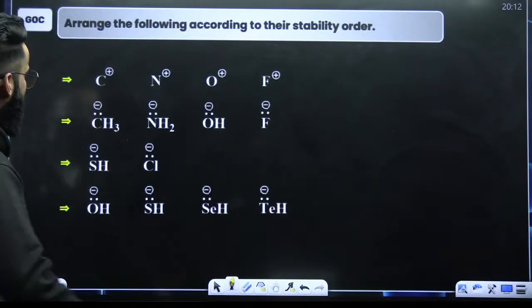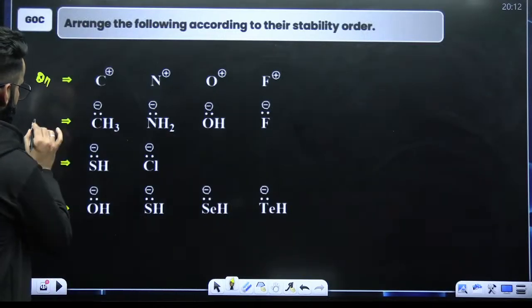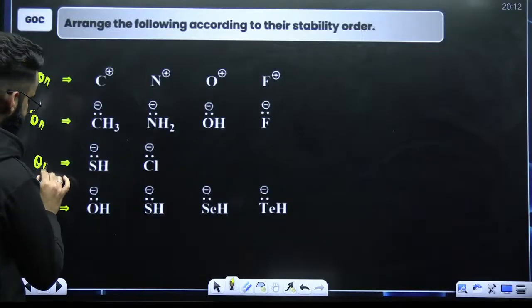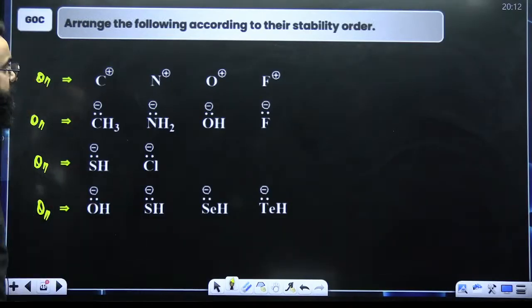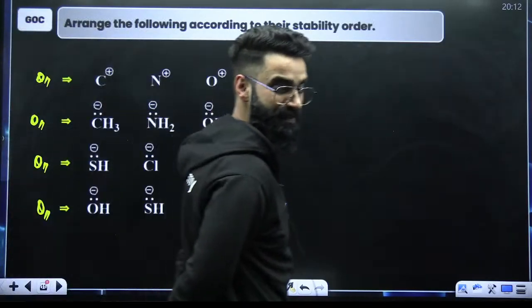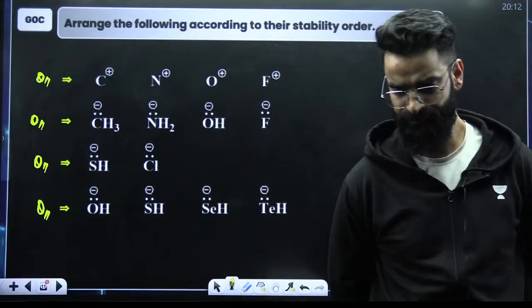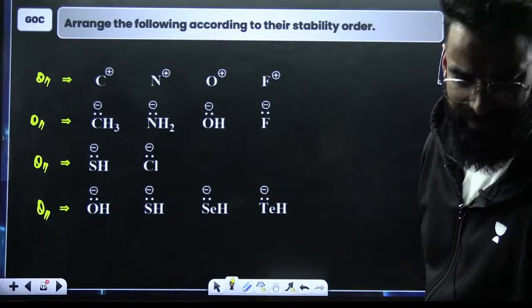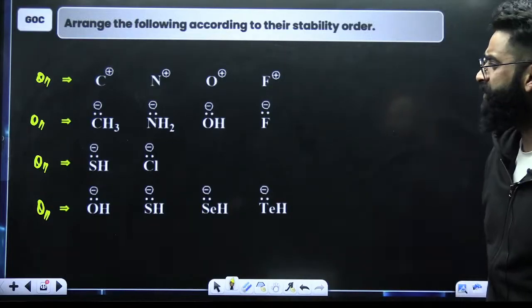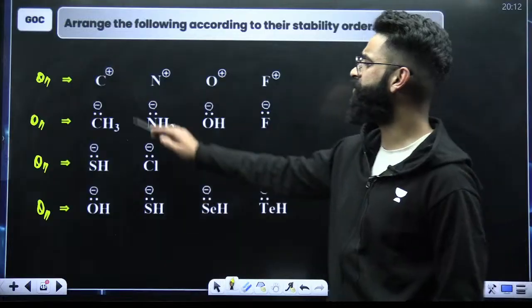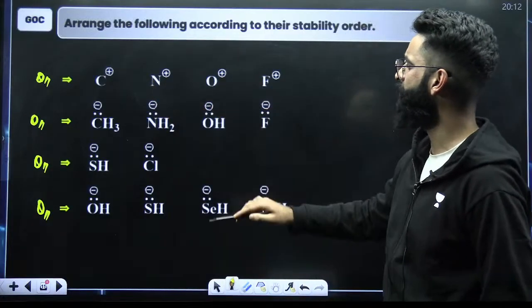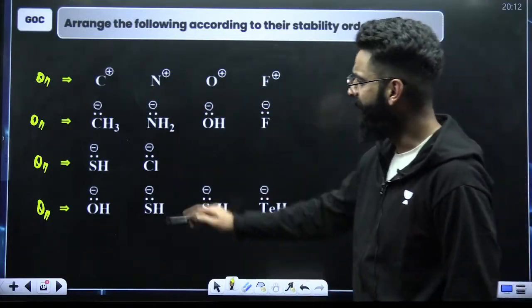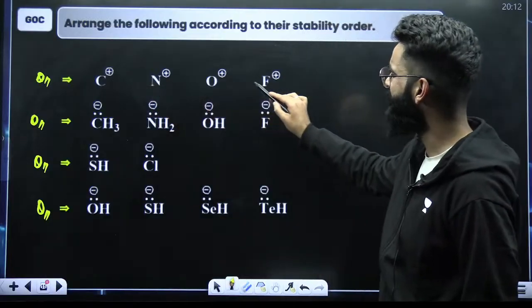All right. Look at this particular question. These are 4 different questions. You are supposed to arrange the species as per their stability order. First of all, there's a positive charge on carbon, positive on nitrogen, positive on oxygen, positive on fluorine. If you look at all these elements, they belong to the same period.